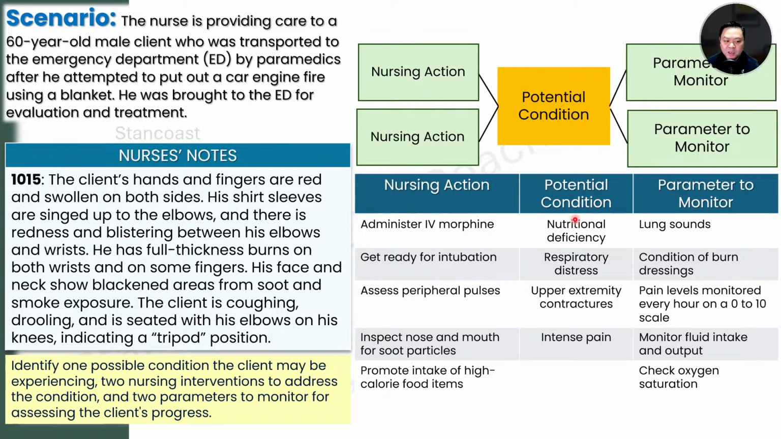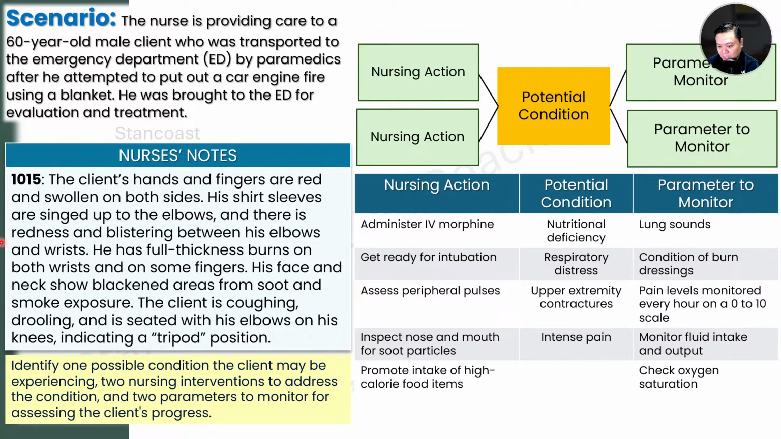So we have the following options for the potential condition. These are nutritional deficiency, respiratory distress, upper extremity contractures, intense pain. And for the nursing action options, you have administer IV morphine, get ready for intubation, assess peripheral pulses, inspect nose and mouth for soot particles, and lastly, promote intake of high-calorie food items. And the options for parameters to monitor are lung sounds, condition of burn dressings, pain levels monitored every hour on a 0 to 10 scale, monitor fluid intake and output, check oxygen saturation.